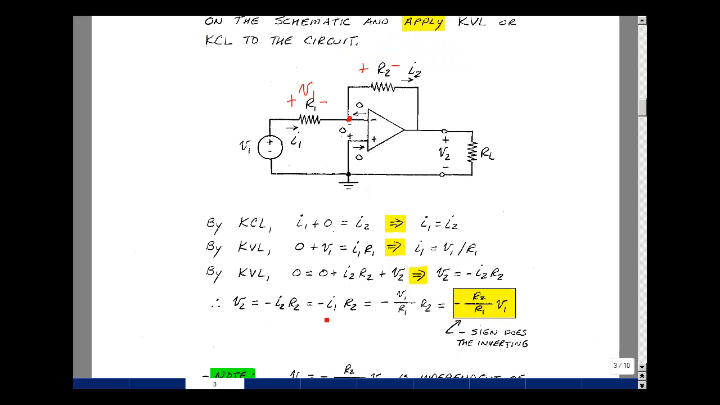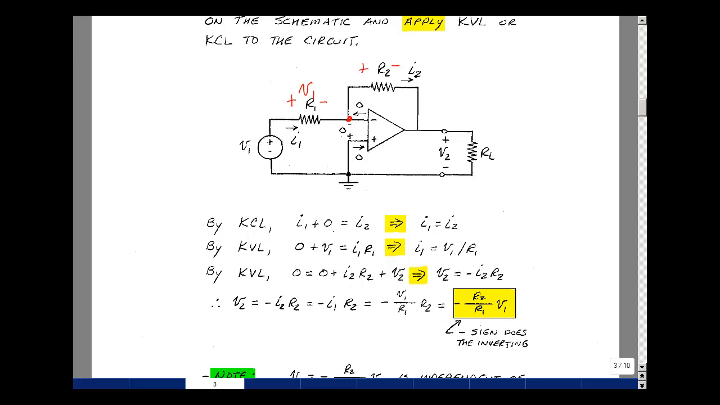But I2 equals I1, and I1 equals V1 over R1. Let's pull out the V1 over here, put the R2 over here, and we get that the output voltage is the input voltage multiplied by minus R2 over R1. So the output voltage could be bigger than the input voltage. There's also a sign change. That's why we call it an inverting amplifier.